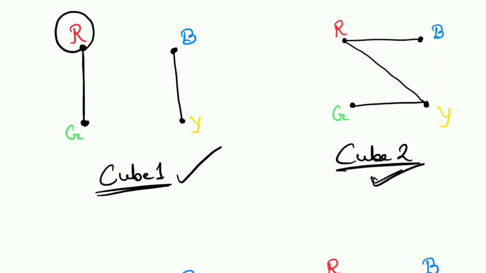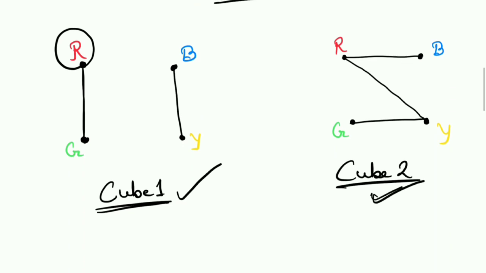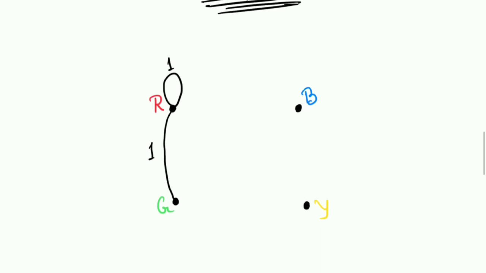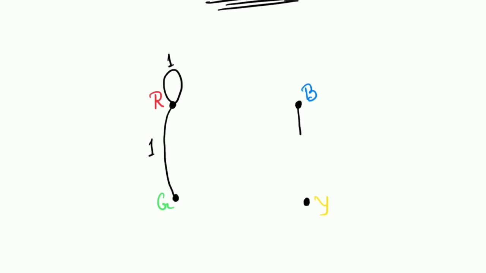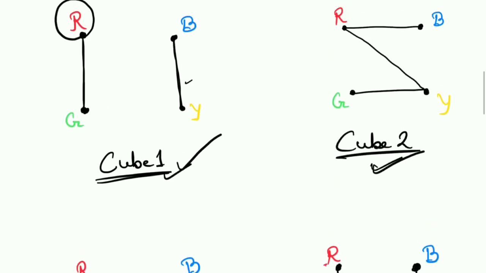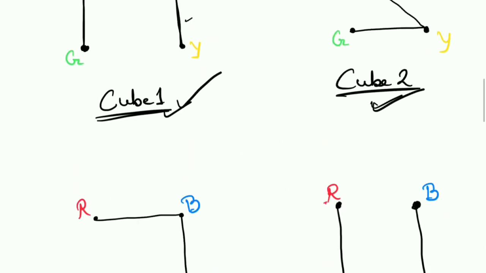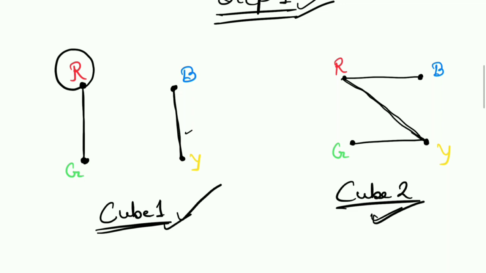Then RG, red is connected to green, and it also comes from cube 1, so we will name it as 1. Similarly, BY, the B vertex is connected to Y. We'll connect the B and Y vertices and name it as 1 since it comes from cube 1. Next we will consider cube 2. In cube 2, red is connected to blue. So we will join red and blue vertices and name it as 2 since it comes from cube 2.